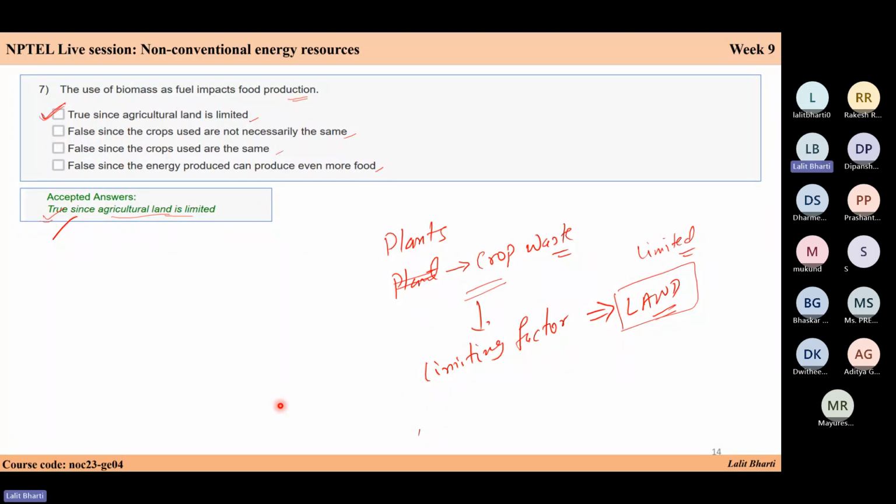Then we get the seventh question. It is on biomass again. The use of biomass as fuel impacts food production. Is that correct or not? Let us see the options. True since the agricultural land is limited, false since the crops used are not necessarily the same, false since the crop uses are the same, false since the energy produced can produce even more food.